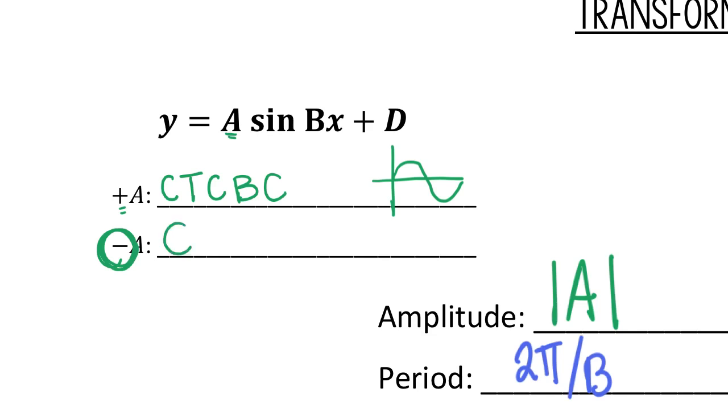We're still going to start at the center, but instead of going to the top of the sine curve, you're going to go to the bottom, back to the center, up to the top, and then back to the center. It reflects the graph over the x-axis. So it's going to become center, bottom, center, top, center. Again, that occurs when you have a negative amplitude. It flips the curve over the x-axis.